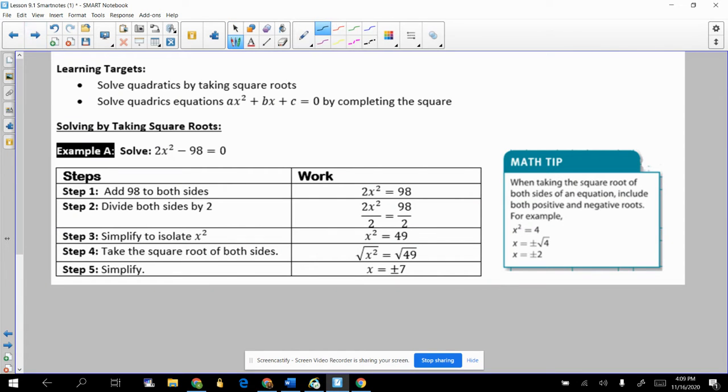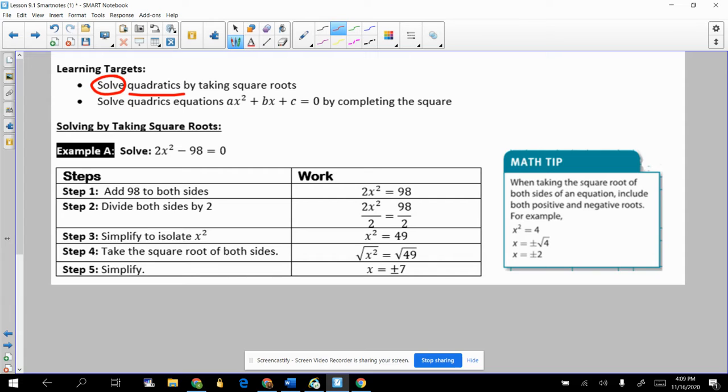Okay, so our main goal for this video is to solve quadratics by taking square roots. We are actually not going to solve by completing the square just yet. That'll be the next video. Okay, so here's an example, and it is 2x squared minus 98 equals 0. And that's not a trinomial like we've seen before, so we can't factor it, and it's not a difference of two squares. So here's how you're actually going to solve this.